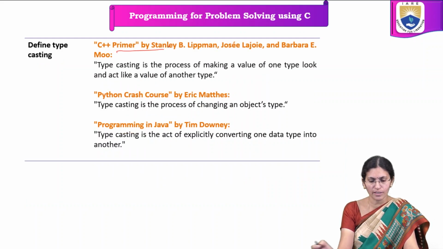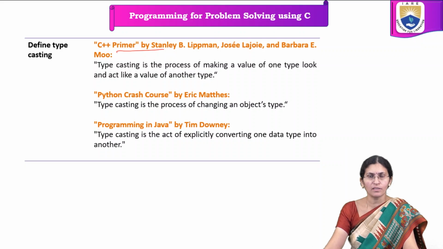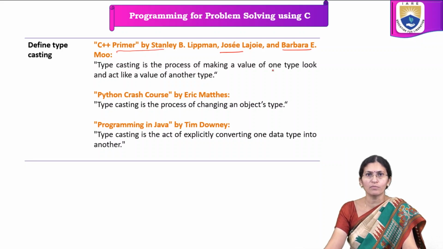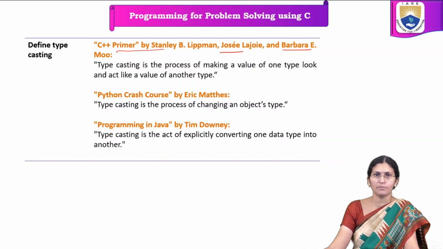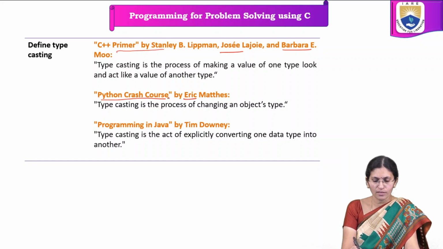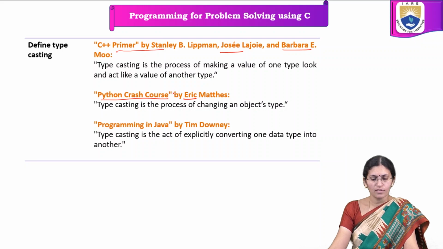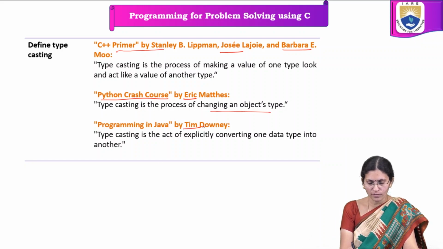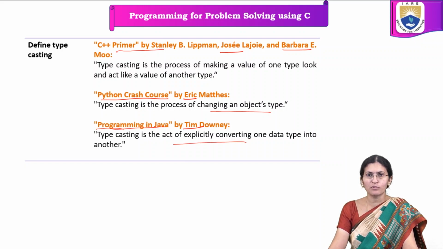Next, according to the textbook titled C++ Primer by Stanley, Josie and Barbara, typecasting is a process of making a value of one type look and act like a value of another type. According to Eric, in the textbook Python Crash Course, typecasting is the process of changing an object's type. Next, according to the author Tim, in the textbook Programming in Java, typecasting is the act of explicitly converting one data type to another.